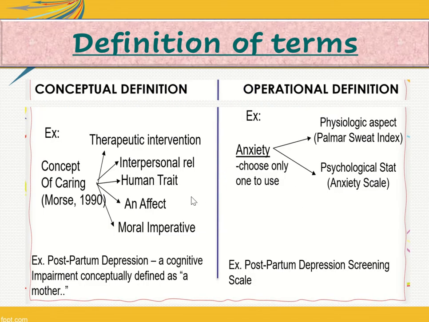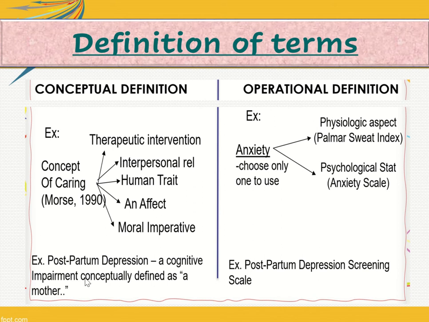definition of terms. So another ano lang to, information you already have seen this already in my previous discussion. So for example, the term is postpartum depression. Under conceptual definition, ito siya, a cognitive impairment conceptually defined as a mother, and it goes on. Again, meron tayong citation. And then, how are you going to operationalize, for example, the postpartum depression? You use postpartum depression screening scale.